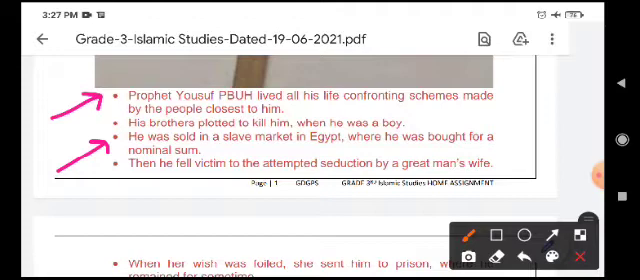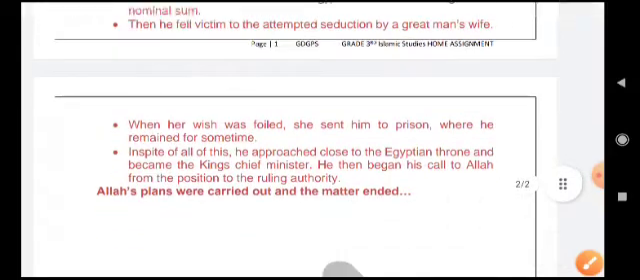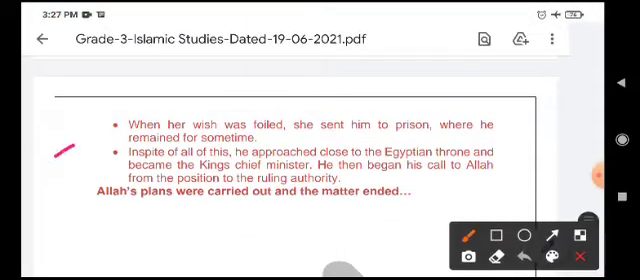He fell victim to the attempted seduction by the great man's wife. She put false accusations on him. Okay, so what then happened? Her wish was foiled, because she did not have good intentions. Then she sent him to prison, where he remained for some time. And here Prophet Yusuf showed and taught us a lesson, that we should be patient until Allah sends help.